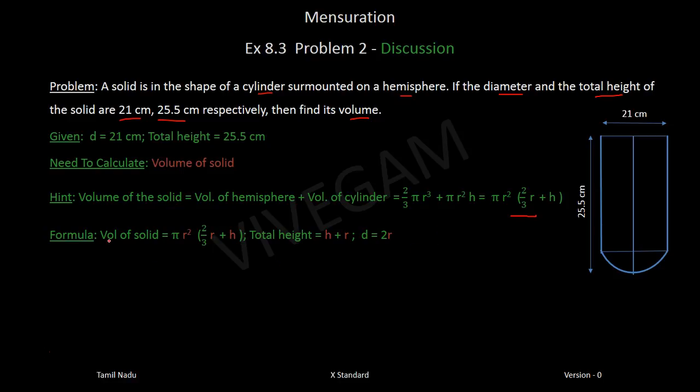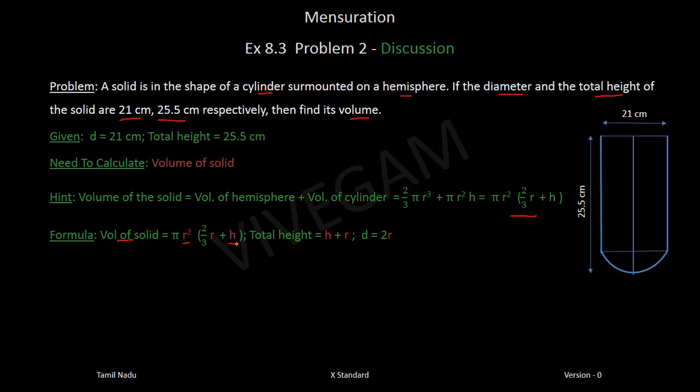The volume of the solid, actually this should be in the reddish maroon color. We don't know this, right? It's a mistake here. It should be reddish maroon. It's not green because we don't know this. Pi r square into 2/3 r plus h, and you can see r we don't know.